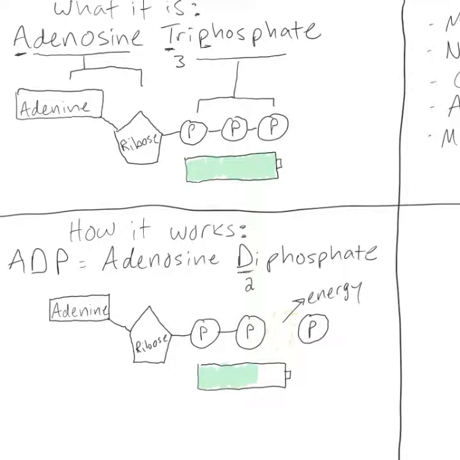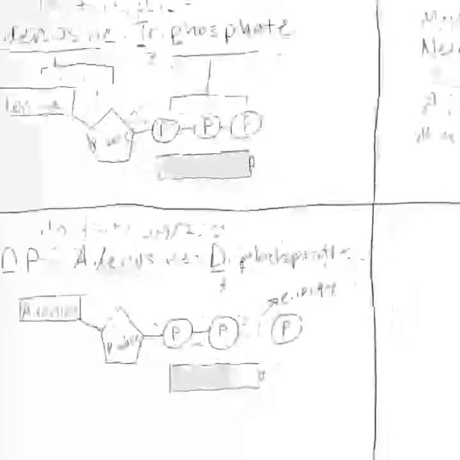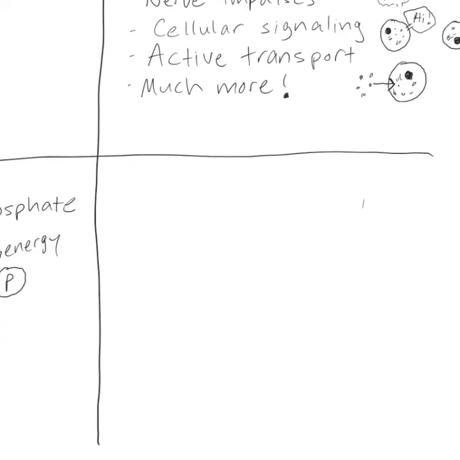And the good thing about that is that it can be reused over and over again. It can just be recharged. So how does it get recharged? How do we charge this battery back up to be used again? Well, this is where your food comes in. So let's go to this last box over here, and we'll look at how it's made.